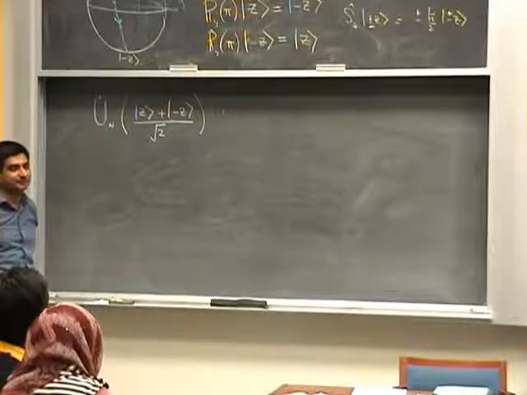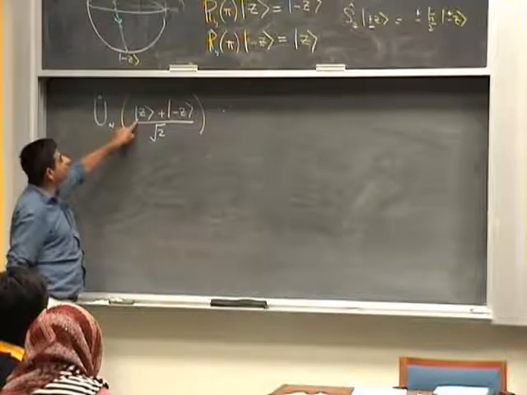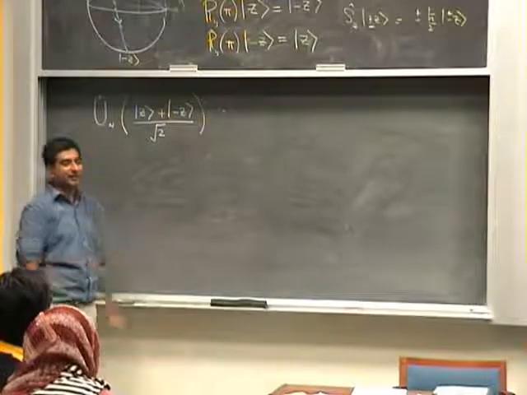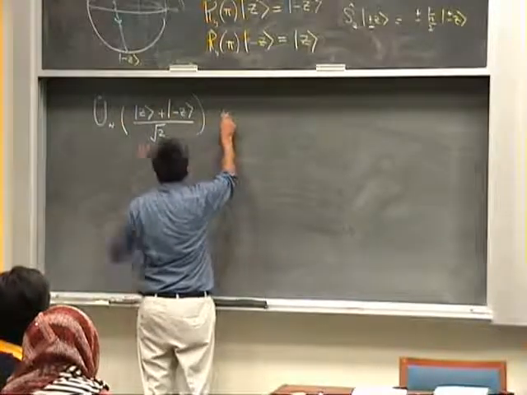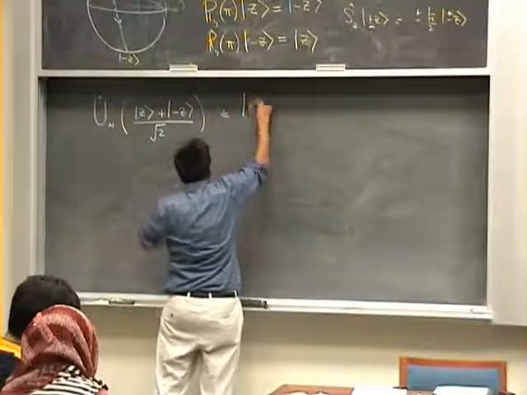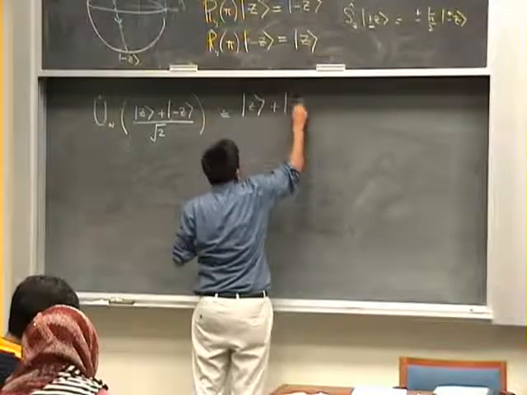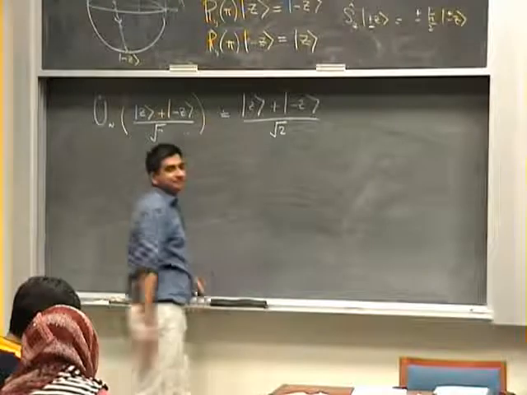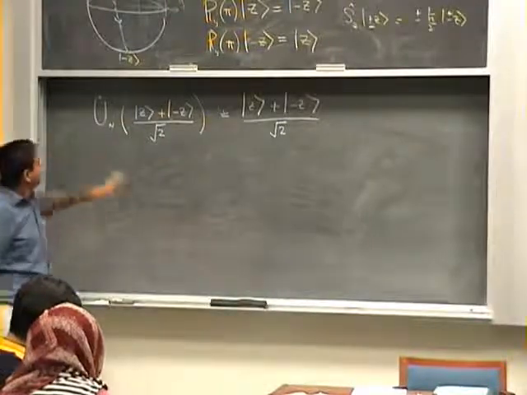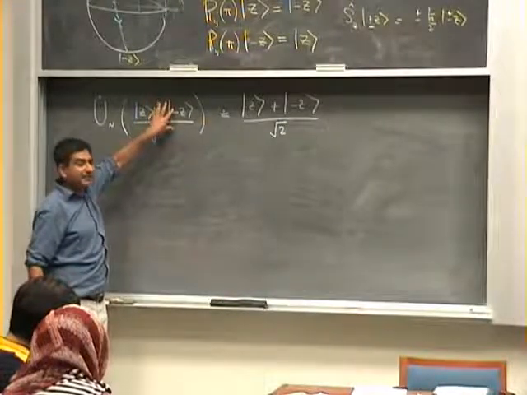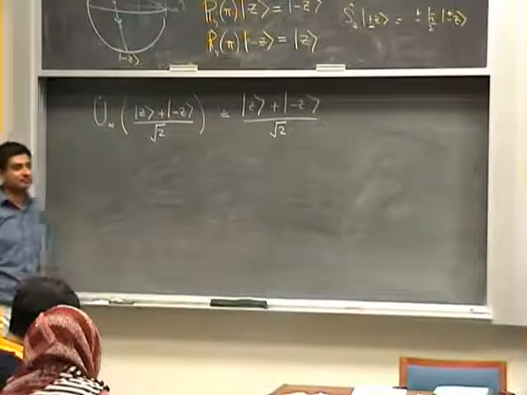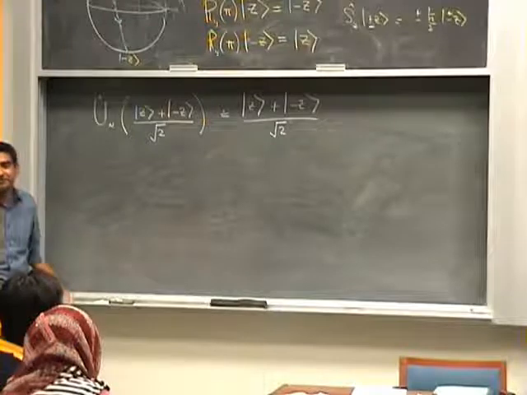This should remain, because X acting on z gives you minus z, and X acting on minus z gives you plus z. So your output theoretically should be z plus minus z over under root 2. In other words, this state must be an eigenstate of the quantum NOT gate. It should leave the state unchanged.